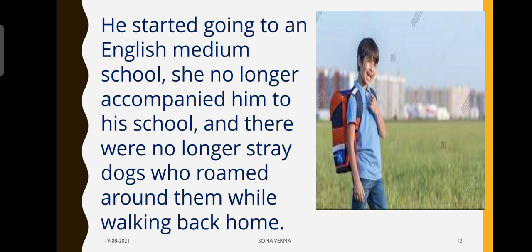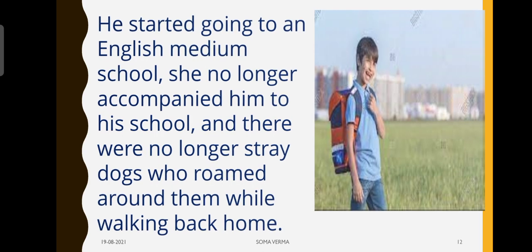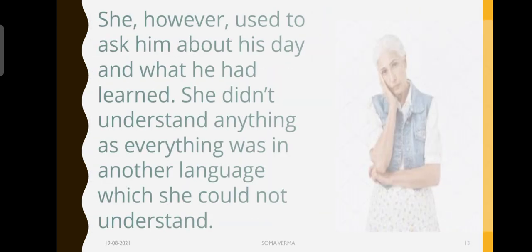Now this boy, Khushwant Singh, when he was a small boy, started going to an English medium school. She no longer accompanied him to the school. Before, she used to take him to the school, but now she no longer accompanied him. And there were no longer stray dogs roaming around them while walking back home. So this was the change in their lifestyle. And let's see what happens next.